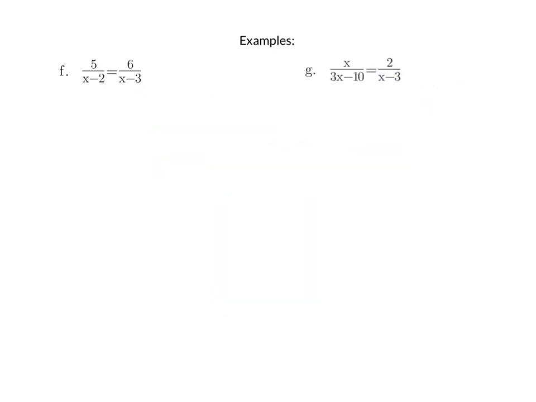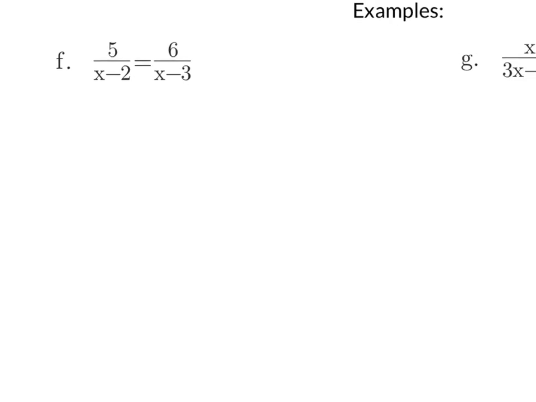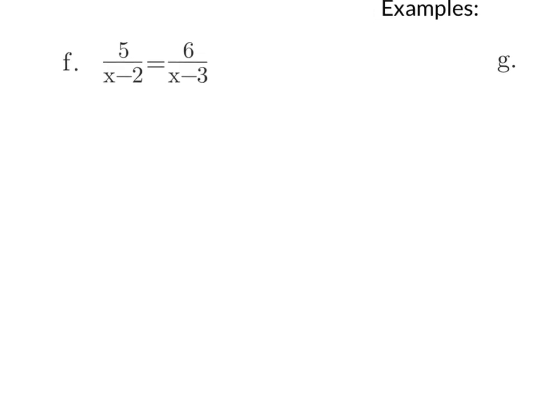The last ones we have are going to be special cases because these are technically proportions. Remember that a proportion is when a fraction is equal to a fraction. So for this one, we don't actually need LCD. What we're going to do is cross multiply. This is only allowed when you do have one fraction equals another. So if we cross multiply this, we're going to get 6 times x minus 2 equals 5 times x minus 3.